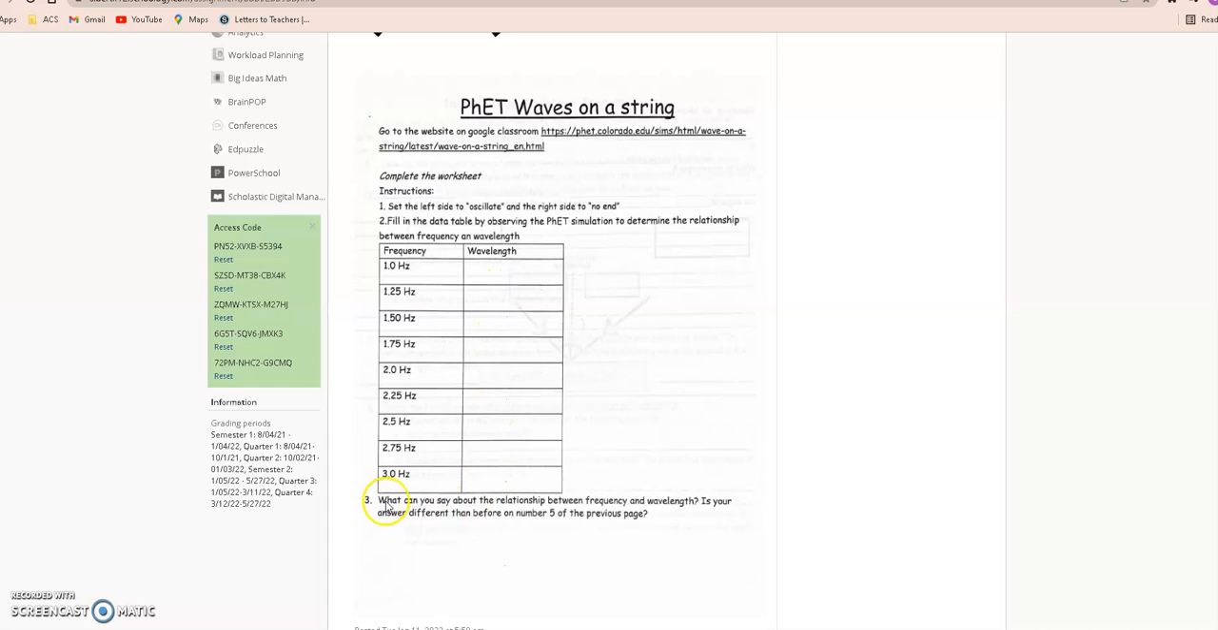Okay? And then when you come down here and answer number 3, it says, what can you say about the relationship between frequency and wavelength? You just start your sentence and say, as the frequency, and see, look, as you go down, the frequency is getting higher. It's increasing. So you should say, as the frequency increases, the wavelength does what? And so you list what your numbers are doing. Are they going up? Are they increasing? Are they going down? Are they decreasing? Use your numbers and your data to finish the sentence about this relationship.